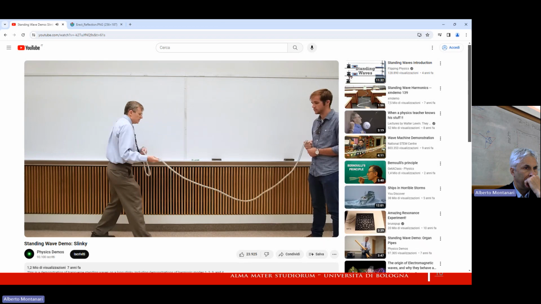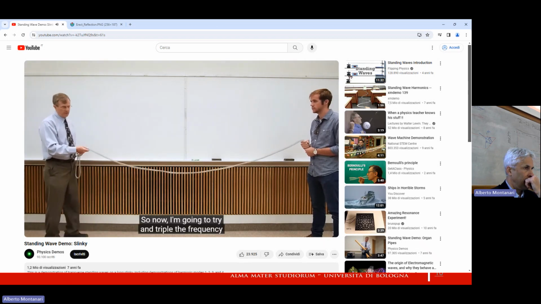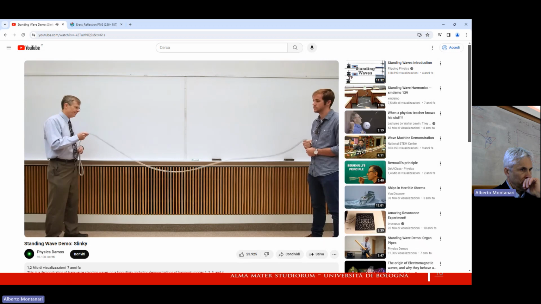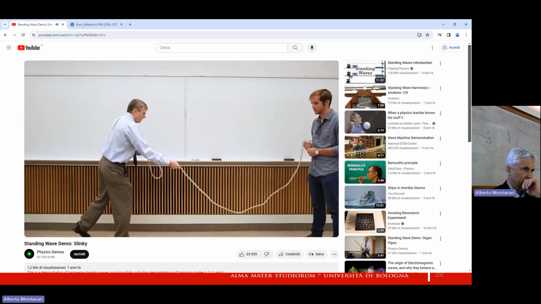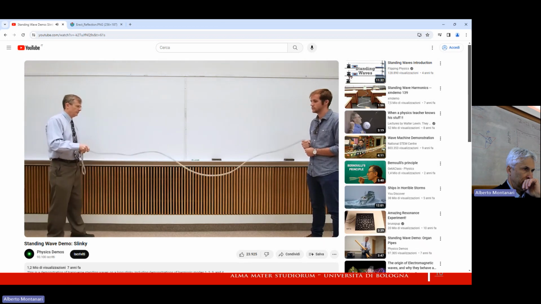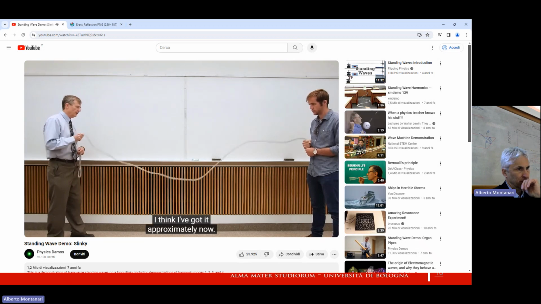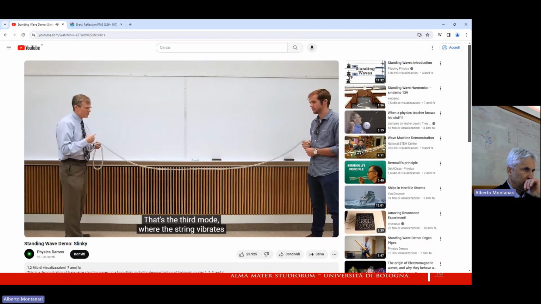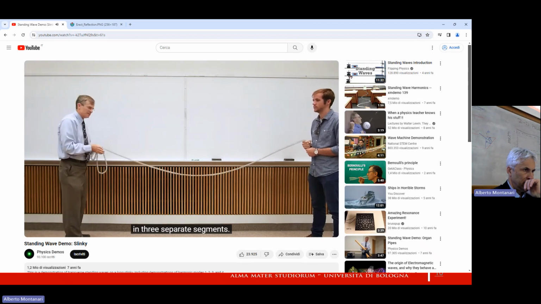So now I'm going to try and triple the frequency and get a standing wave pattern that coincides with the third harmonic or second overtone. Let me try again. Okay, I think I've got it approximately now. I think I had it for a little while there. That's the third mode, where the string vibrates in 3 separate segments.